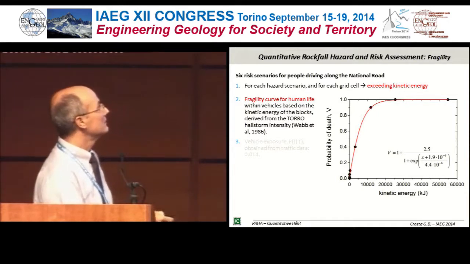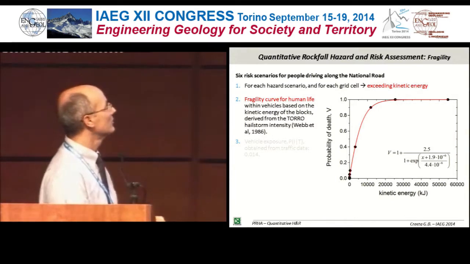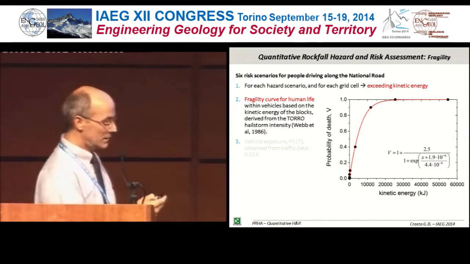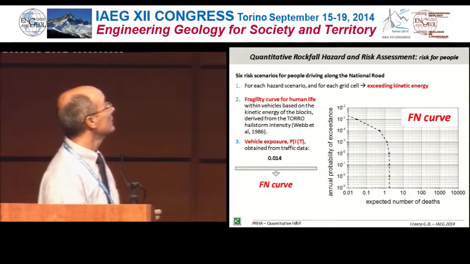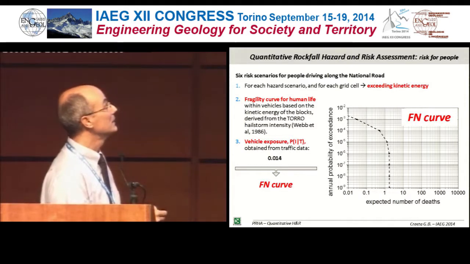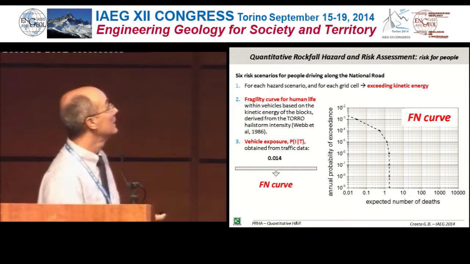I would say that the most important thing is that we can define different curves, so don't look maybe exactly to the value. There were data about the vehicle exposure, and because there were some years of recordings along this road, in this way we were able to compute the vehicle exposure and to build up an FN curve, so in terms of annual probability of exceedance for expected number of deaths.